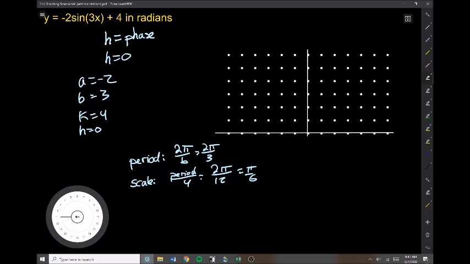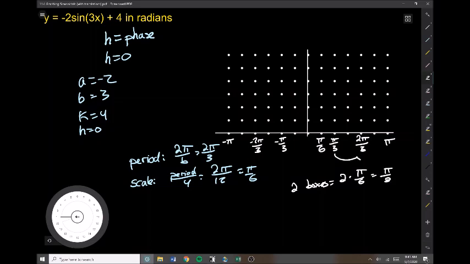If I'm counting by pi over 6s, here's 1 pi over 6 and 2 pi over 6s. So every other box is a pi over 3. Right? If I'm counting by pi over 6s, then 2 boxes is 2 pi over 6s, which is a pi over 3. So I'm counting by every other box is pi over 3.